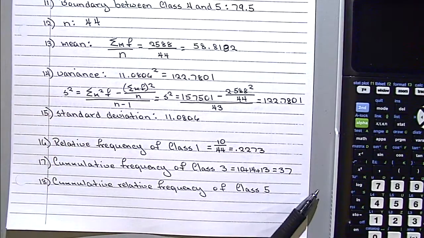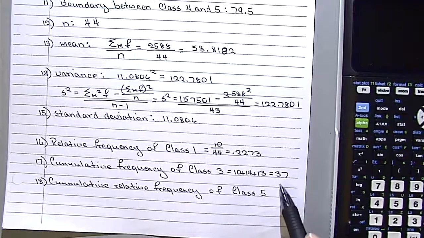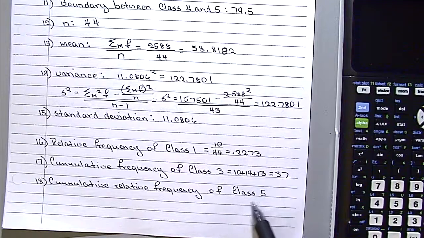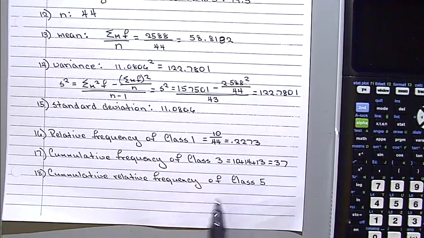Now look, it asked cumulative frequency. It did not ask cumulative relative frequency, did it? If I had asked for cumulative relative frequency, which I did in the next one, what would you have done? Divide it by what number? 44. The total number. That's all you ever divide by, right? So we would have said 37 divided by 44. Okay, so with that in mind, can you tell me the cumulative relative frequency of class 5?